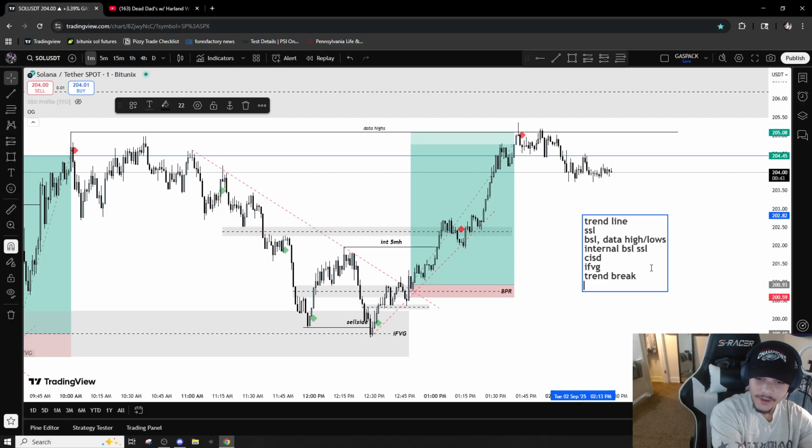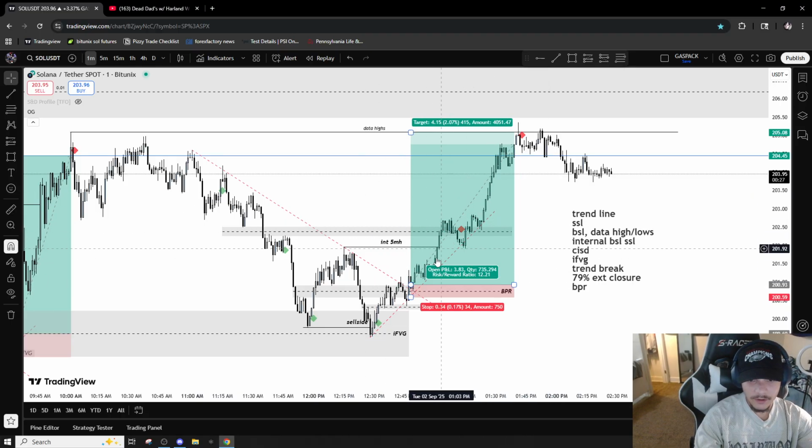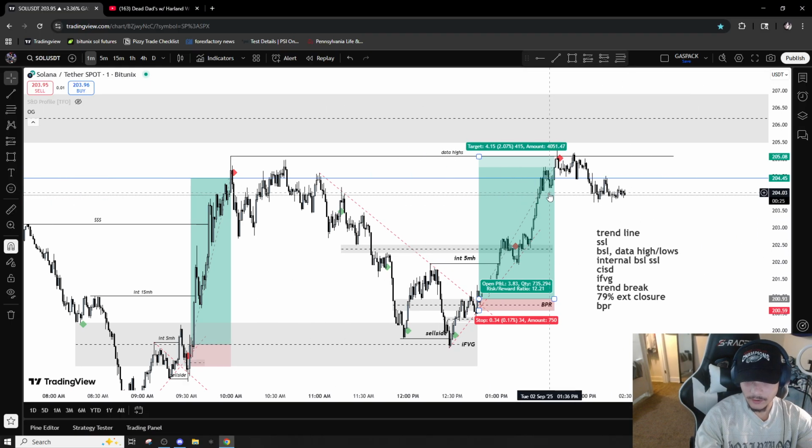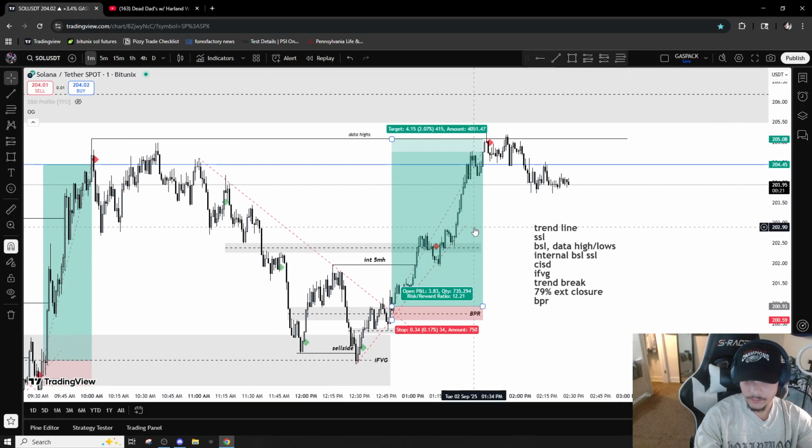Like, it's all there. 79% extension. Closure. It's all there. Everything we need is there. 5-minute PPR. Everything we had right here. This was a perfect trade, I would say. This trade right here, absolute banger. This is everything I want to see to enter a trade right here.